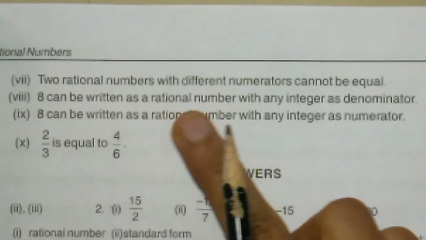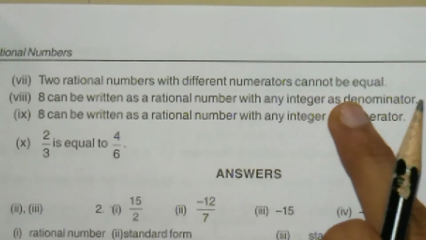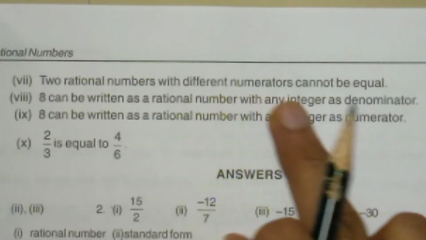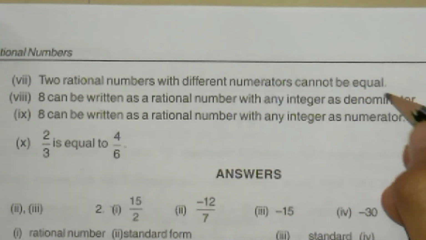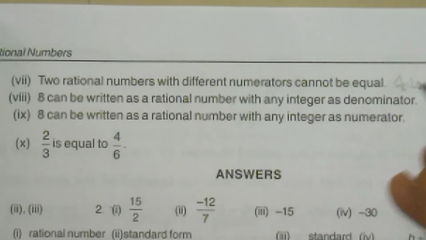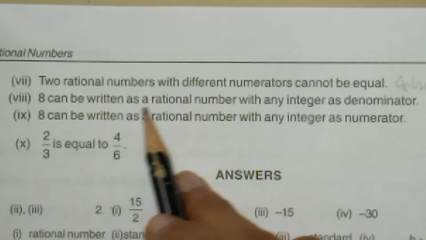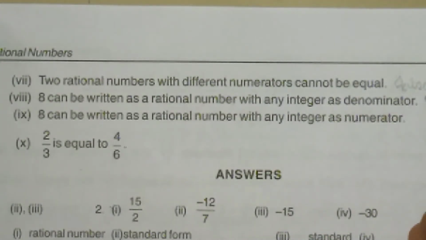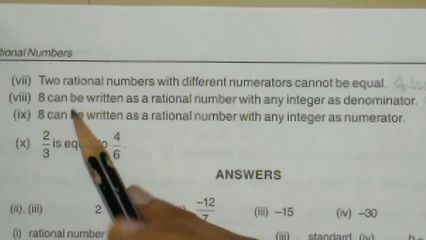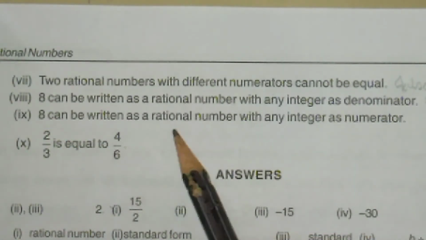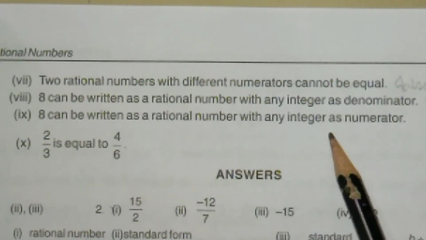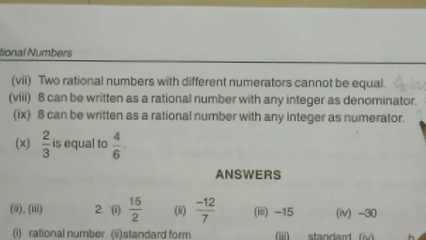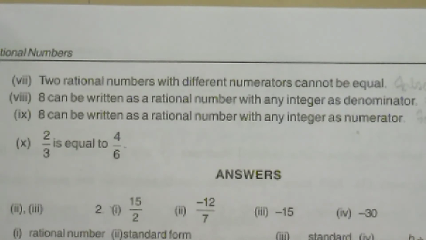Two rational numbers with different numerators cannot be equal. False. They can be equal. A can be written as a rational number with any integer as denominator. False. With only the integer 1 can we write. 8 can be written as a rational number with any integer as numerator. False. We can use any integer.